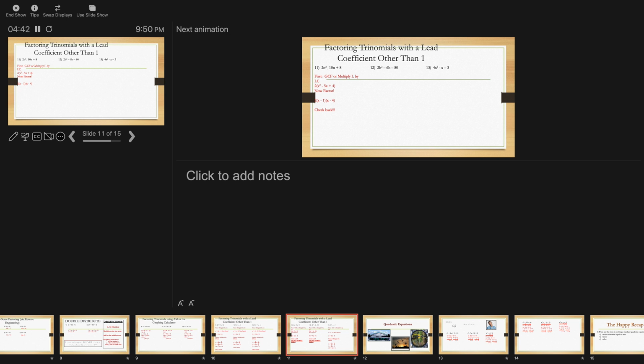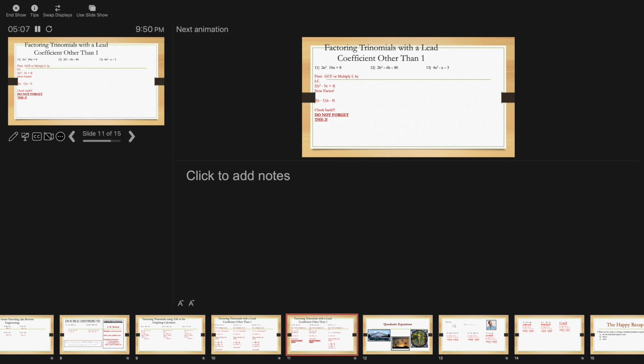If I distribute back, x times x is x squared. x times negative 4 is negative 4x. Negative 1 times x is negative 1x. Negative 4x and negative 1x makes negative 5x. That's what I wanted. Negative 1 times negative 4 is 4. Then I distribute the 2 back, and I get to my 2x squared minus 10x plus 8. And that works perfectly.